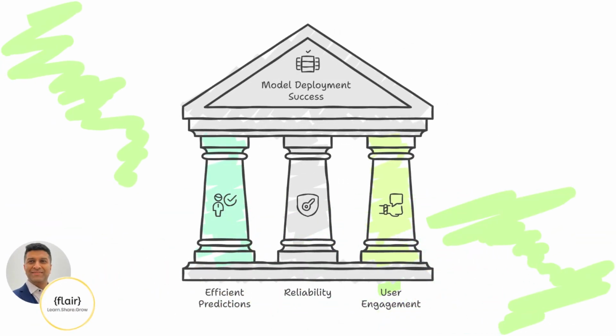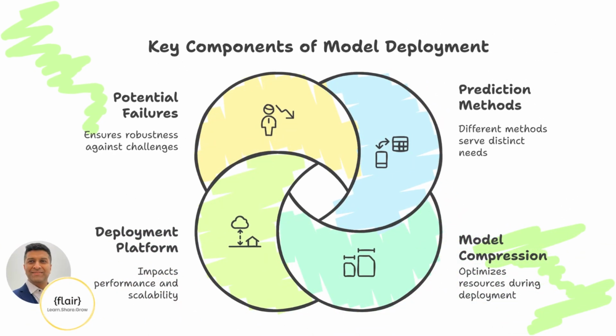So, to wrap things up, model deployment is a critical phase in the ML lifecycle. Batch versus online prediction has its place depending on the need for real time results. Model compression helps make models smaller and faster, and you'll need to choose wisely between cloud versus edge deployment depending on your use case. Finally, you need to be aware of potential failures like data drift and feedback loops that can impact your model's real world performance.